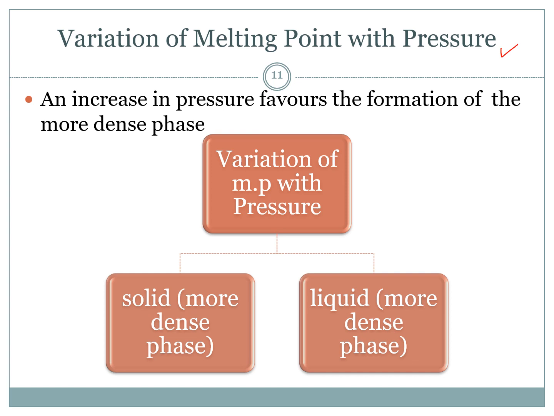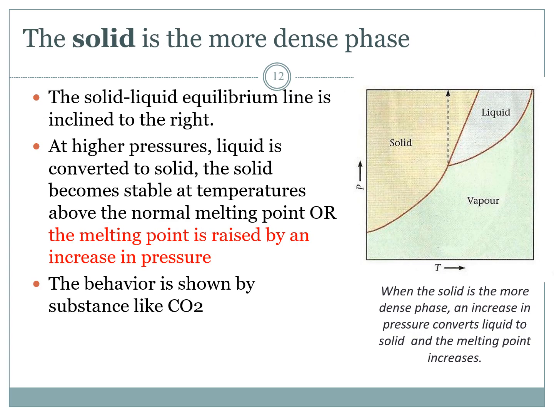Variation of melting point with pressure. An increase in pressure favors the formation of the more dense phase. It's either solid yang akan jadi more dense phase ataupun liquid yang akan jadi more dense phase. When the solid is the more dense phase, the solid-liquid equilibrium line is inclined to the right. At higher pressure, the liquid is converted to solid. The solid becomes stable at temperatures above the normal melting point, or the melting point is raised by an increase in pressure. This behavior is shown by substances like carbon dioxide.